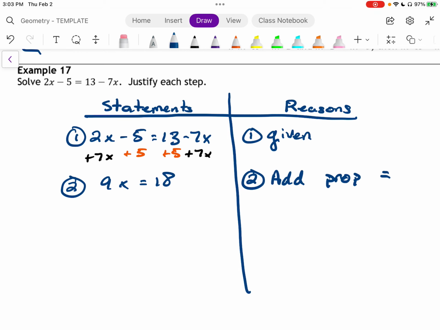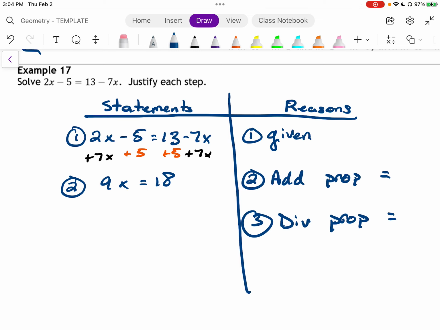Now that I'm to 9x equals 18, well, the next thing to do is to divide. So I want to say, well, what's my rule there? What rule am I using? I'm using the division property of equality, right? Division property of equal sign, right? And I'm abbreviating here. You're welcome to abbreviate too, but don't abbreviate too much. I'm going to be abbreviating as much as I can.